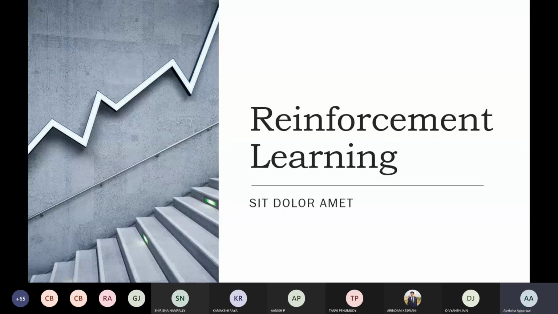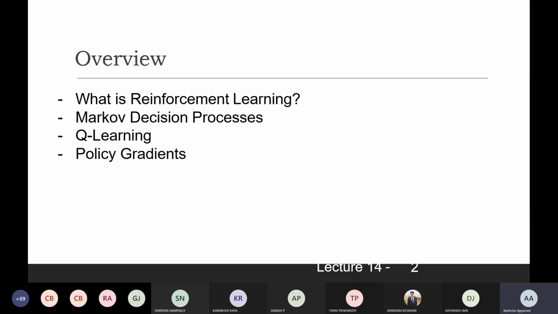Yes, ma'am. All right. So today we are going to do reinforcement learning. In the last class we finished GANs. Can anyone do a quick recap about GAN? I can say that we have two components in the GAN. First is what and second is what? Anyone?